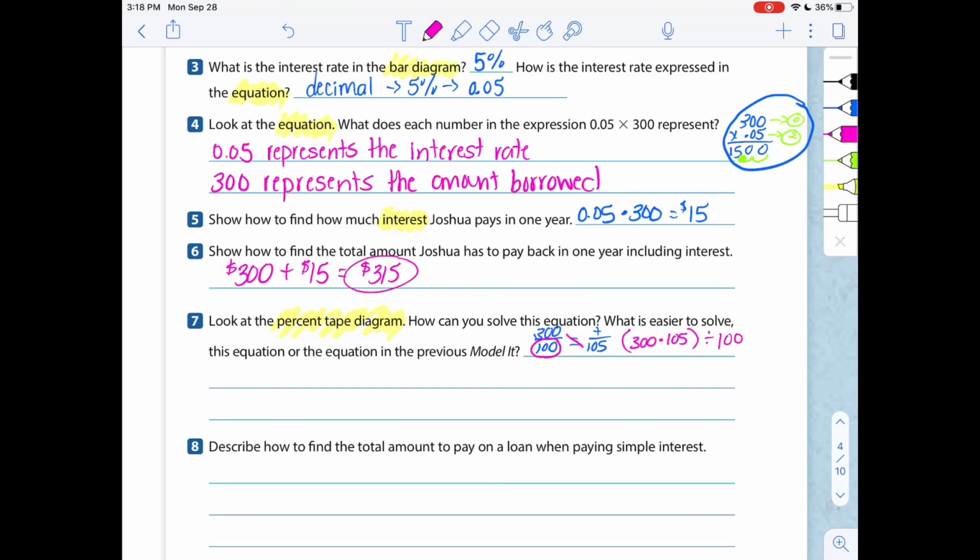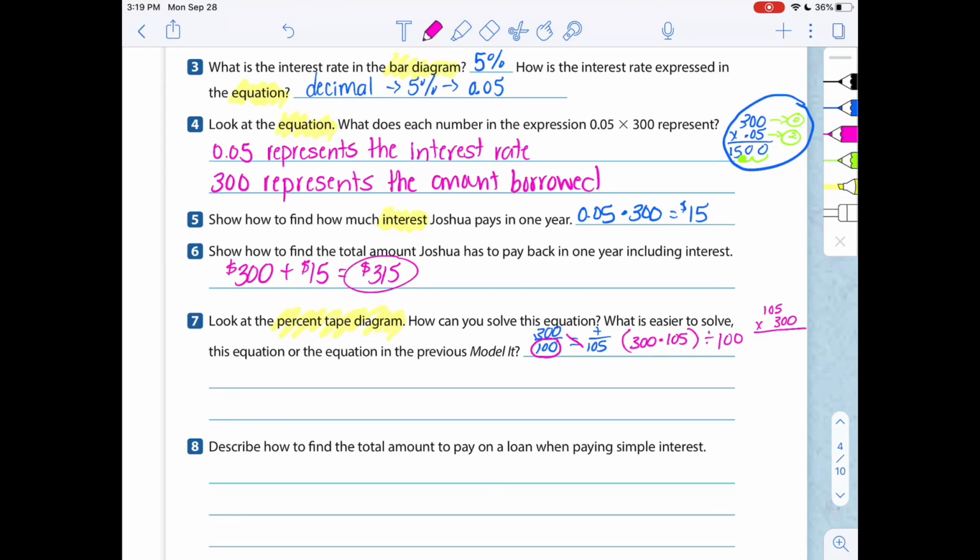So when you're solving a proportional equation, you always cross multiply and divide. So when we look at this, we would need to multiply 300 times 105. So we would need to do that on the side of our paper. 105 times 300. And if you don't know, there's a little trick.